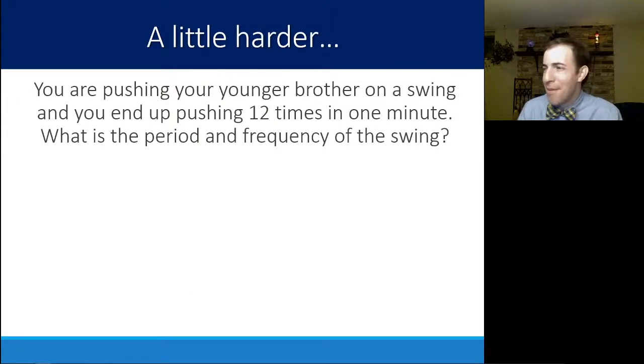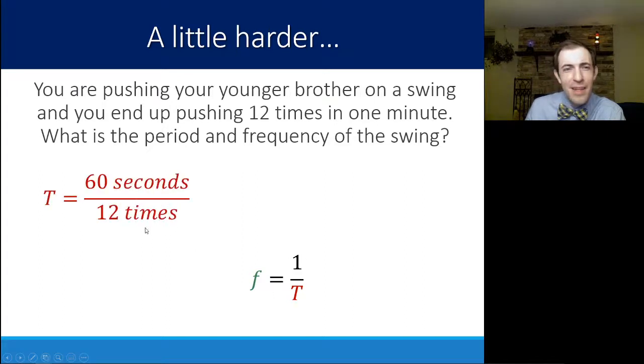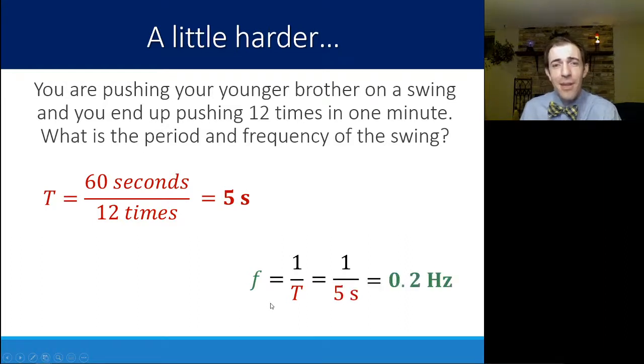All right, one final problem that's a little bit harder. If you're pushing your younger brother on a swing, you end up pushing 12 times in a minute. What's the period and frequency of that swing? Well, 12 times per minute is going to help you figure out ultimately the frequency and the period. First, if I want to find the frequency, I need to know the period. The period is just time per swing. So 60 seconds in a minute and 12 times in that minute, which means that every swing took a full 5 seconds, which means that the period is 5. If I want to find the frequency, 1 divided by 5 is 0.2 hertz. So 0.2 swings every second.